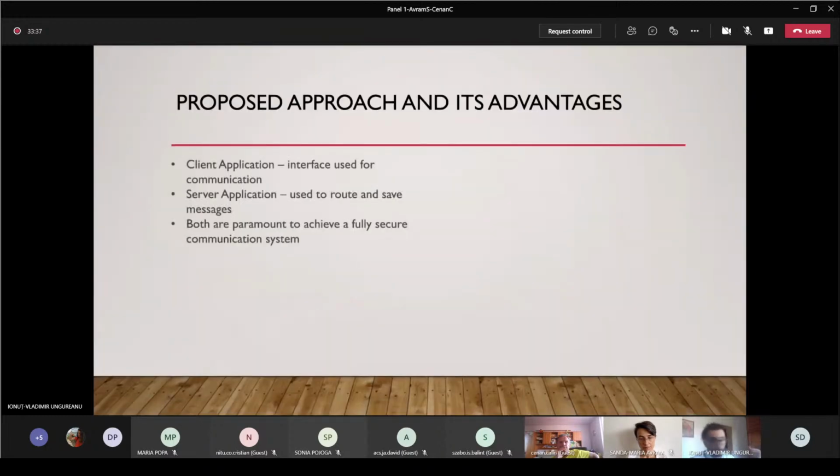What is my proposed approach? I propose a full implementation of the client application and a server application, because if we do not have both of them, we cannot be sure. Just as with Telegram, we cannot be sure that we are truly secure.